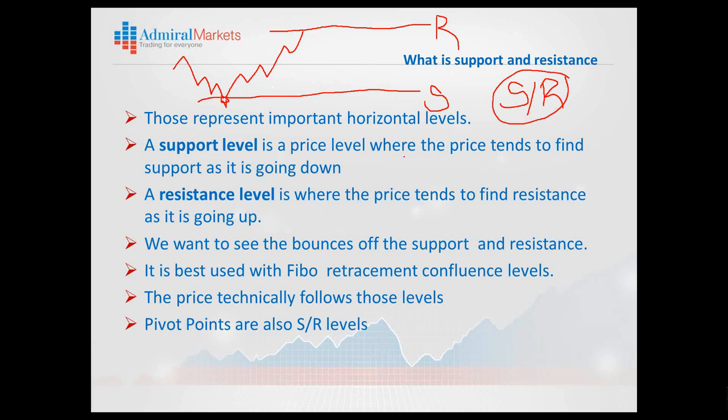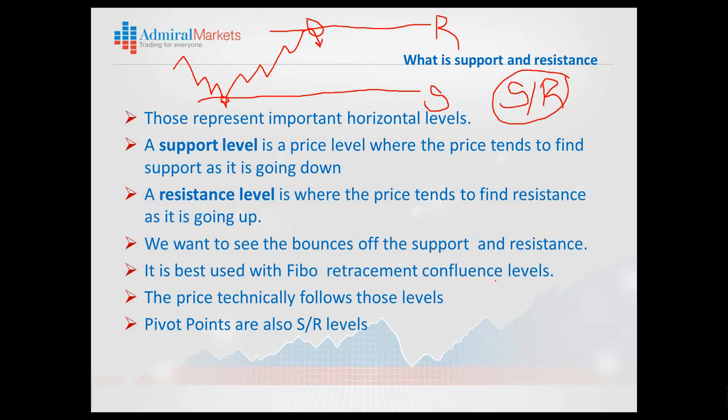A support level is a price level where the price tends to find support as it is going down. A resistance level is the opposite. It's where the price tends to find resistance as it is going up. So we want to trade around support or around resistance. If we want to go for a long trade, we want to trade around support, or if we want to trade a short trade, we want to see a trade happening around resistance.